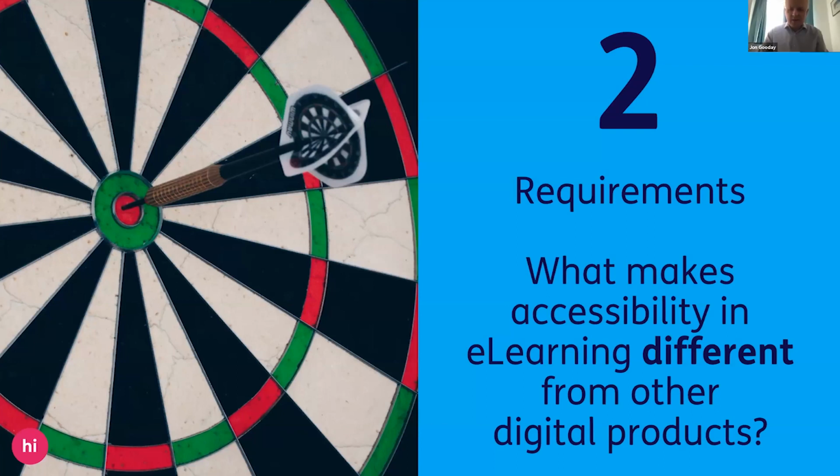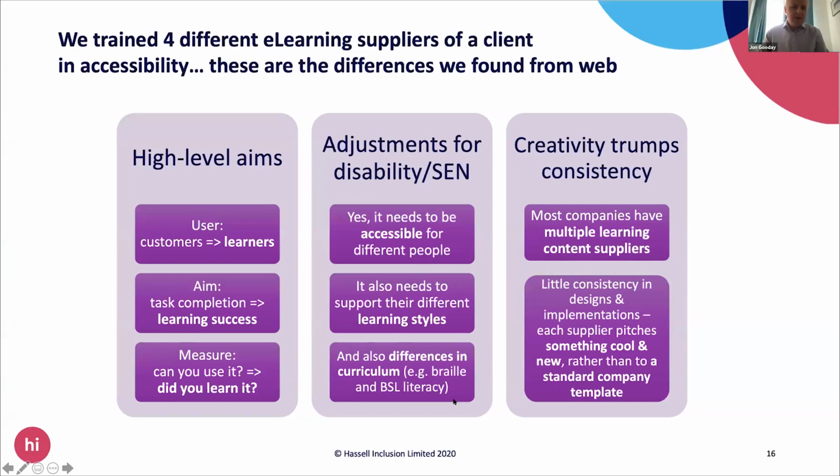Thanks, Jonathan. Yeah, so we're looking at what makes accessibility in e-learning different. Recently we did a project with a client, and we were looking at the fact that they had lots of different e-learning suppliers. We do a lot of work on web and app, but what's really struck us when we looked at e-learning is that there are some quite fundamental differences in some of the challenges around accessibility. There are obviously some high-level aims that we have when we come to e-learning.